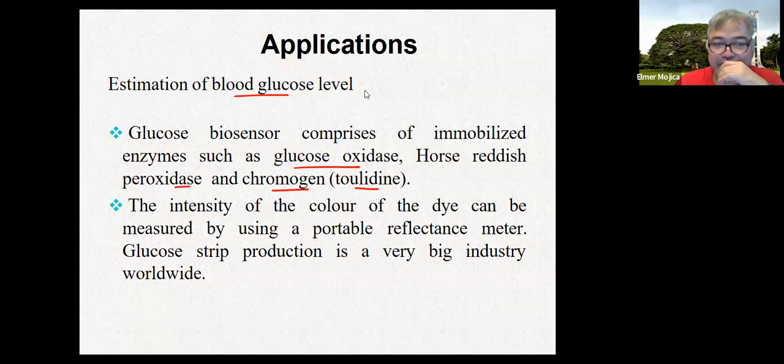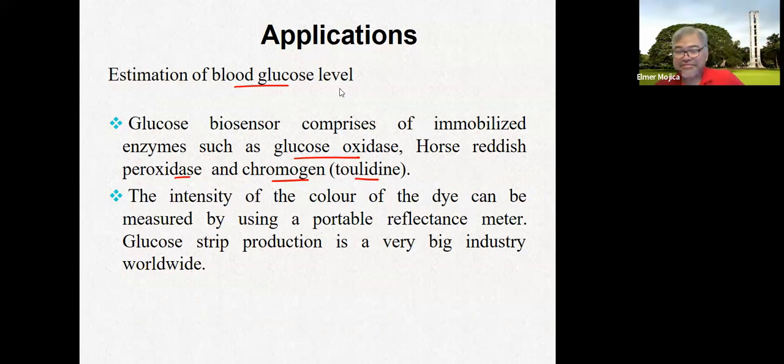So if it's a toluidine, ano kaya yan? Related sa toluene? So most likely this toluidine is what? A colored reagent. Okay, so the intensity of the color of the dye, which is your chromogen, can be measured by using a portable reflectance meter. So the way that they do is they have a glucose strip production, and it's a very big industry worldwide.